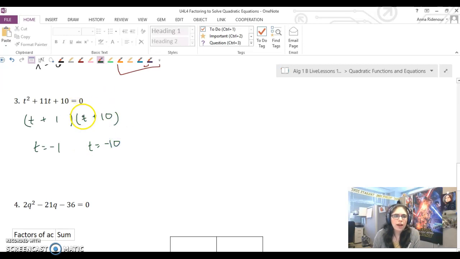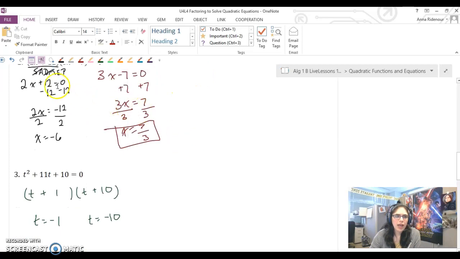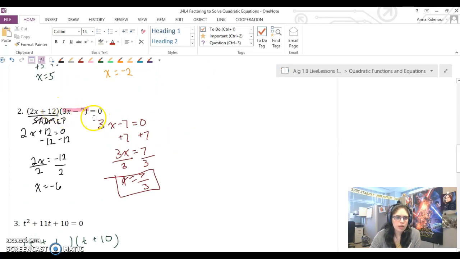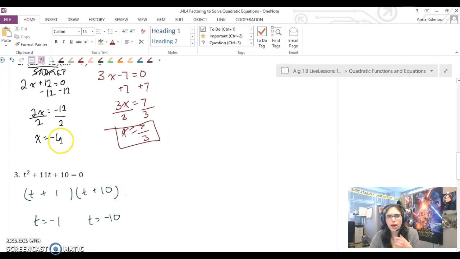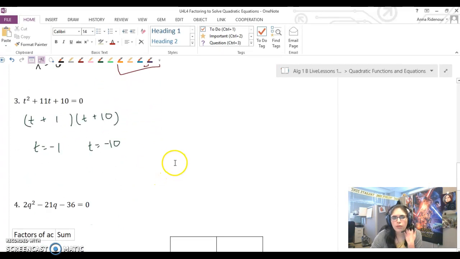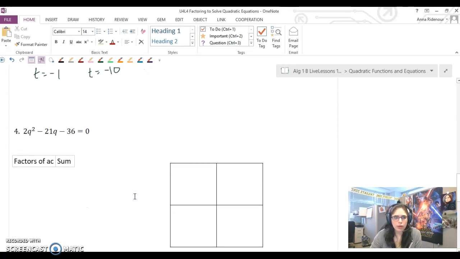So if you just have like variable plus a number, really all you're doing is looking for that number with the opposite sign. So plus 10 becomes -10, plus 1 becomes -1. Like I said before, that isn't always going to work. If you have anything else in the factors, it's not going to work. So you have to set up the equations. But for more simple factors like this, it's a little bit of a shortcut.